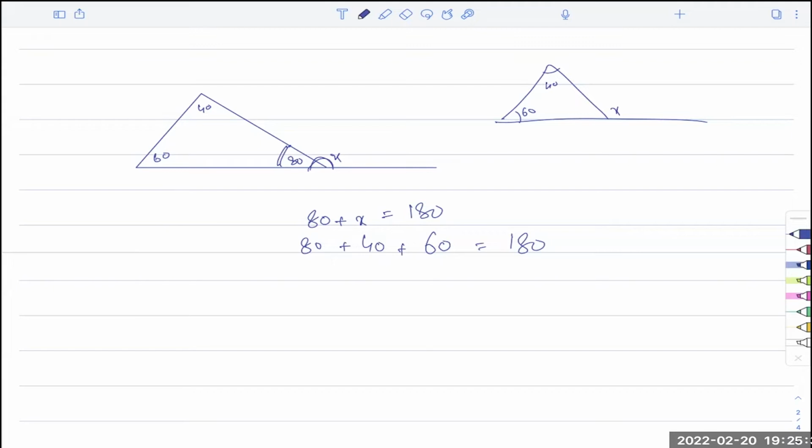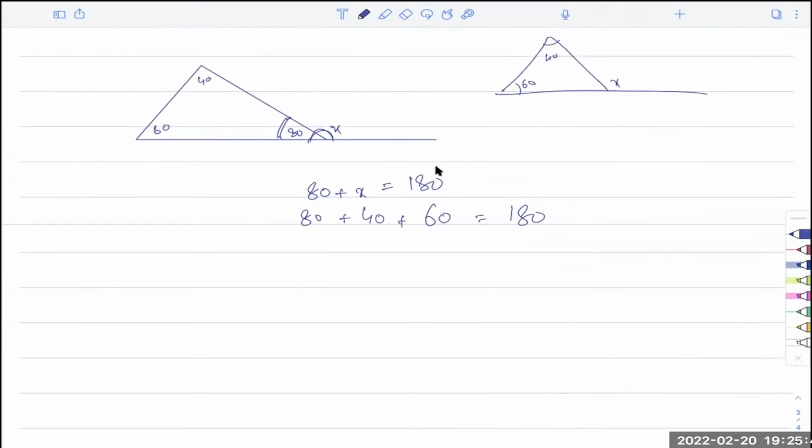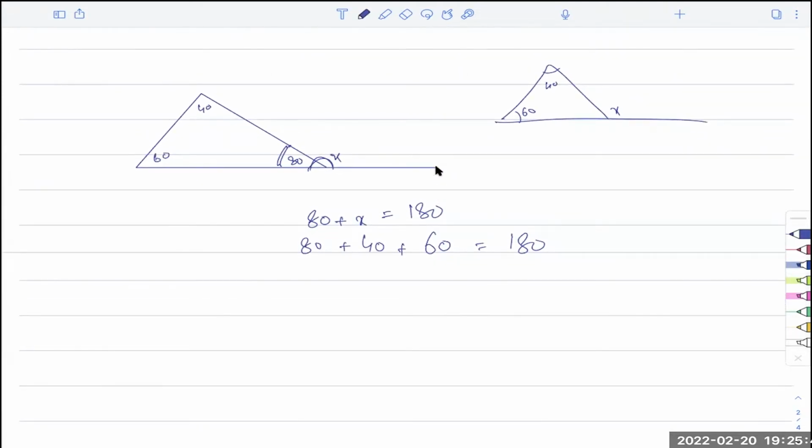Okay, yeah, that makes a lot more sense then, sir. Because then you do 60 plus 40, and then you could just do 180 minus x, and then you'd find out. Exactly.